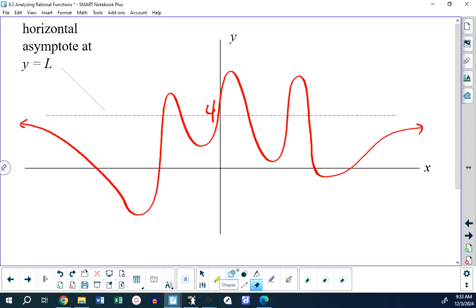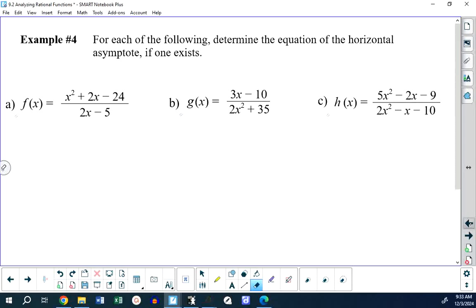Okay. So let's use this knowledge to find out if there is a horizontal asymptote, and if so, where it is for these three functions. We're going to go to a graphing calculator here.